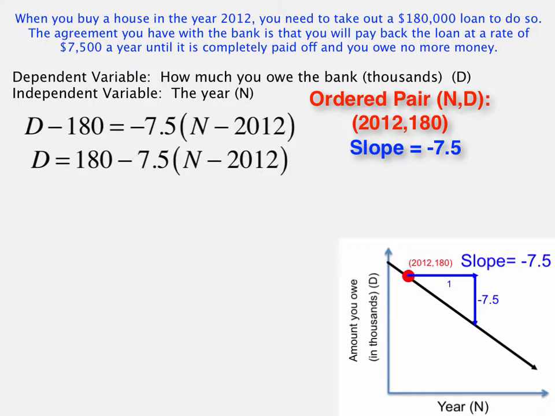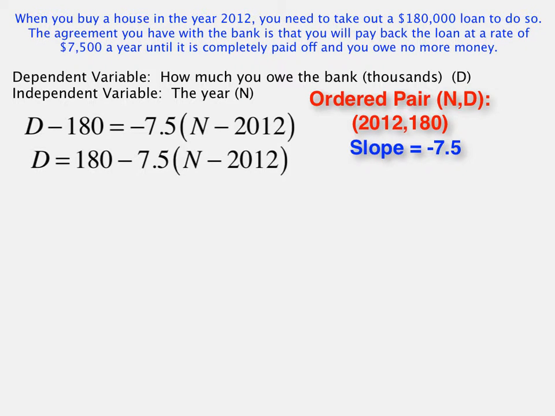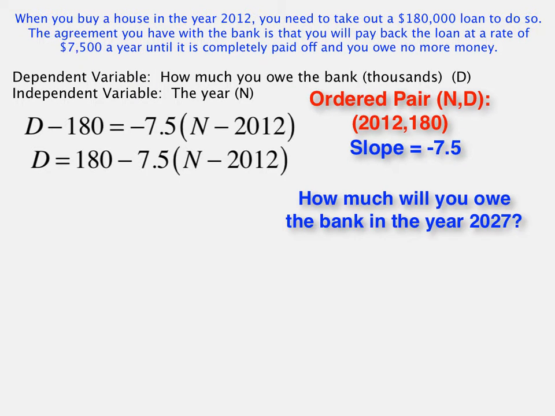Alright, now we've got this equation. If we were to be given a year, we could tell exactly how much we owe. If we're given an amount that we owe, we could find out exactly in what year we owe that amount. So let's go ahead and do some practice. Let's use this equation to determine how much we'd owe the bank in the year 2027. No problem. All we need to do is substitute 2027 into our variable representing the year and then solve for how much we owe.